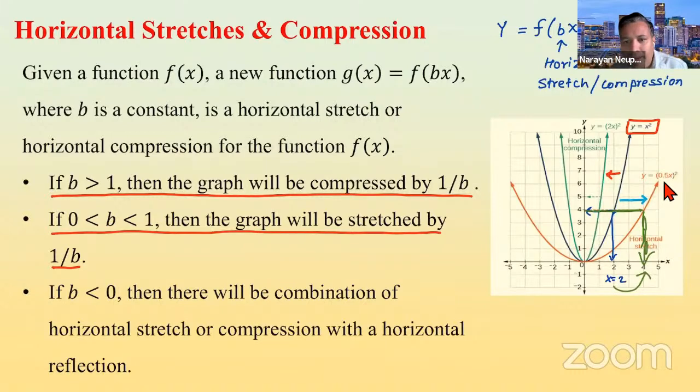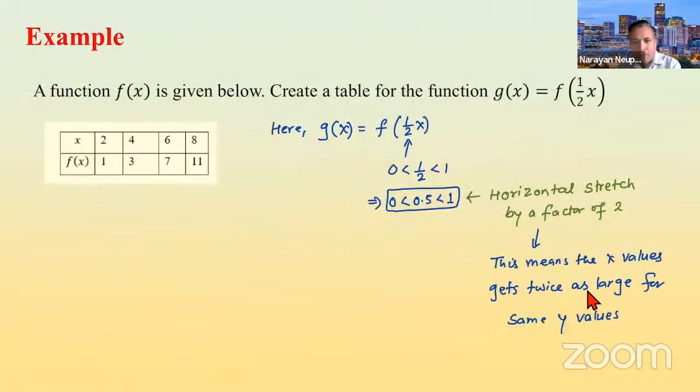That means this time the value of x gets 2 times larger because the original function has half. You should see that when the x values are doubled, the y values will remain the same. So for the same y value, the x values will be twice as large. So that is the meaning there. The x values get twice as large for the same y values.